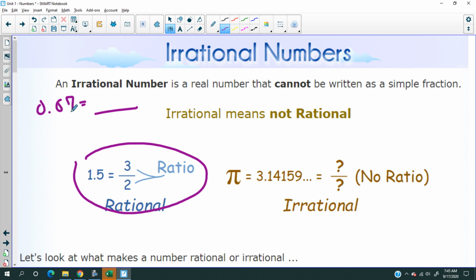So this is tens, that's hundreds. 67 hundredths, right? So that's how you would write it: you write it like you say it, okay?